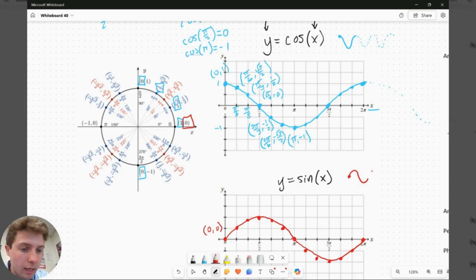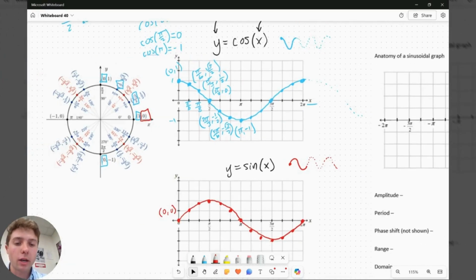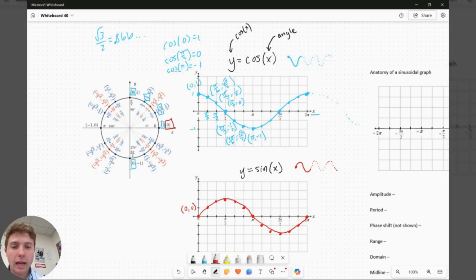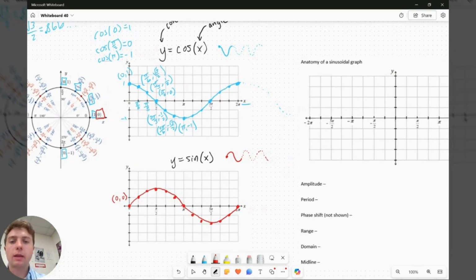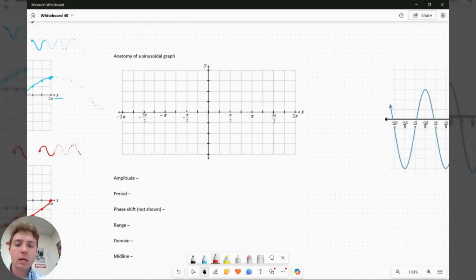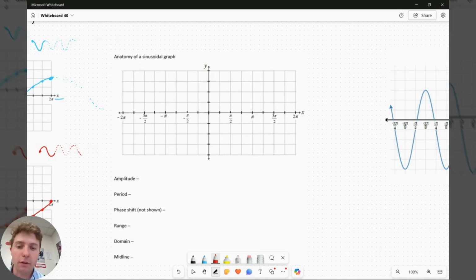For cosine and for sine, same thing, it just creates a wave. Sine and cosine functions can always be transformed into one another simply by just using a horizontal shift. That's the only way they're different, is they're just shifted horizontally from one another. So we have both of our functions here, just creating a cosine and sine function. But let's talk about the anatomy of these different things.